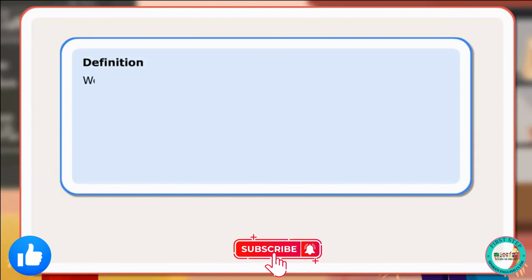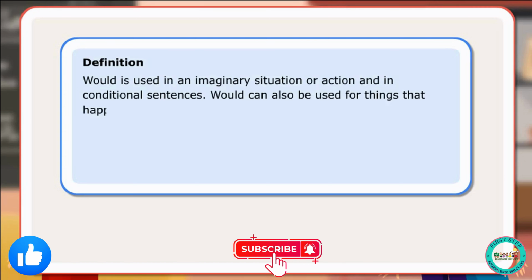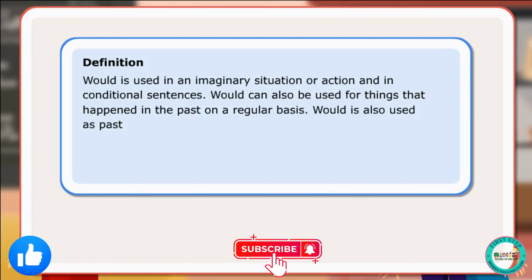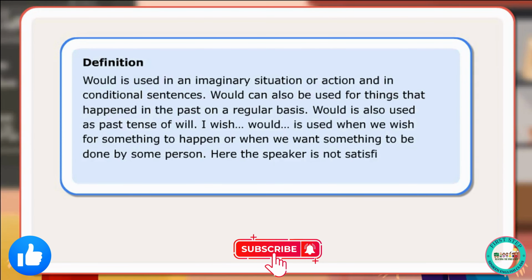Definition: "would" is used in an imaginary situation or action and in conditional sentences. Would can also be used for things that happened in the past on a regular basis. Would is also used as the past tense of will. "I wish would" is used when we wish for something to happen or when we want something to be done by some person. Here, the speaker is not satisfied with the present situation and wants to change it. Let us look at a few sentences.